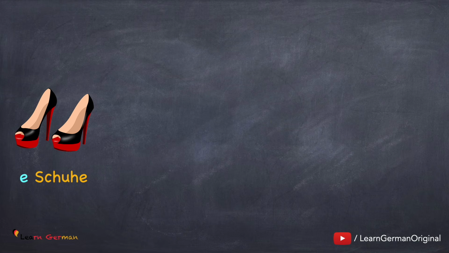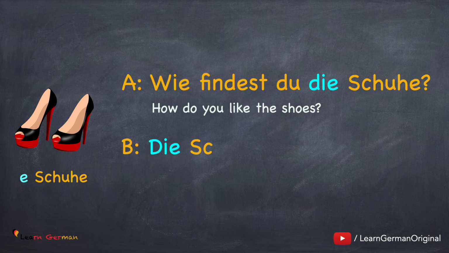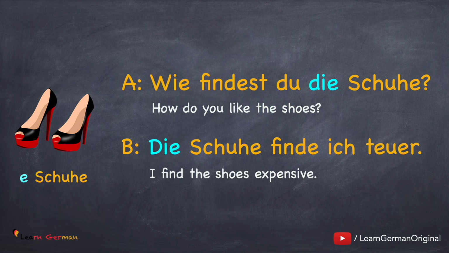Now let's come to an accusative object in plural. Wie findest du die Schuhe? Die Schuhe finde ich teuer. When the accusative object is plural with the article die, it remains the same as it was in nominative, that is die.